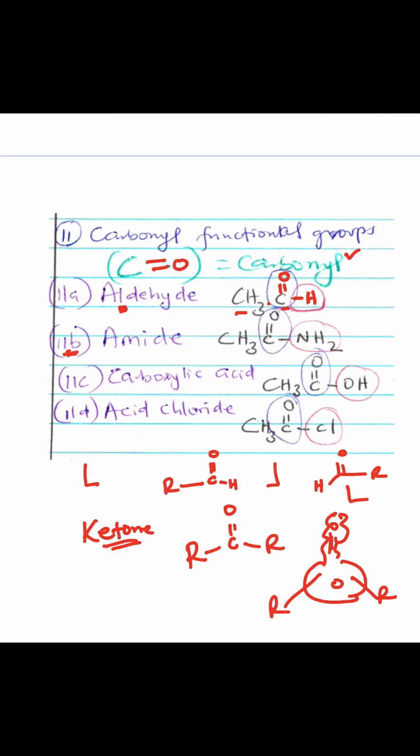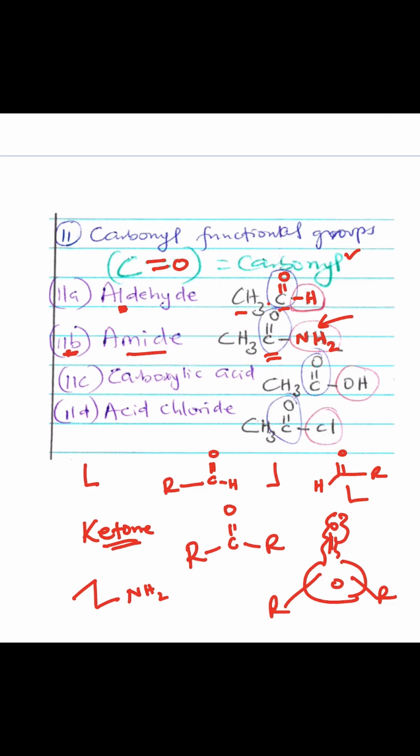And then number 11B, we have an amide, and amide is CH3C double bond oxygen with NH2 here. So it could be NH2 or NHR, different types of amides, primary, secondary, and tertiary, depending on how many alkyl groups you have on that nitrogen. And this amide is different from an amine. An amine just has an alkyl group and then NH2. But now we have a carbonyl group, carbon double bond oxygen.